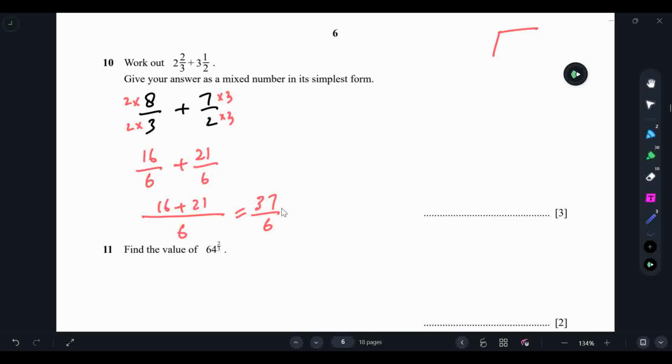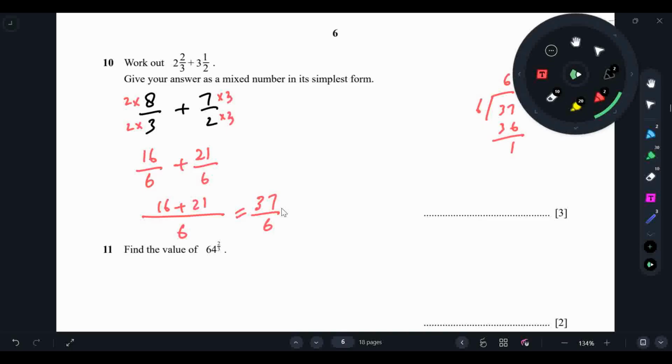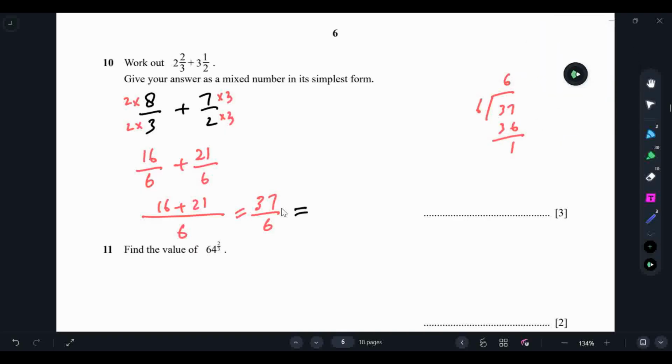37 divided by 6: 6 sixes are 36, remainder is 1. So we can write the final answer as 6 1/6. This will be the final answer.